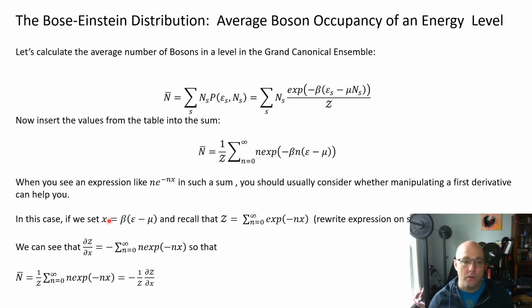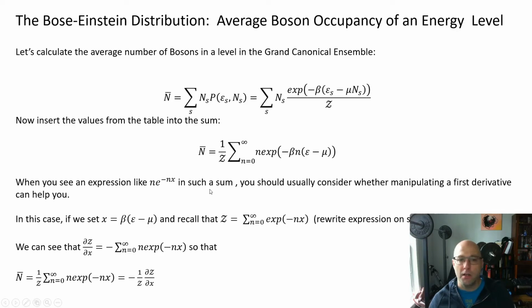And so you'll just note that the first derivative of Z with respect to x is equal to minus the sum of n e to the minus n x, right? And so what that allows you to do is to write n bar as 1 over Z times the negative of that expression. And that means that n bar is negative 1 over Z dZ/dx, right?